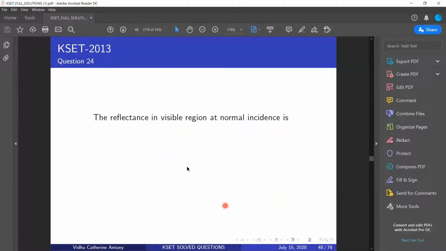The reflectance in the visible region at normal incidence is, okay. Now this question has a bit of an ambiguity. It's not a very nice question because it doesn't tell you what material it is. It doesn't tell you what material that is there.